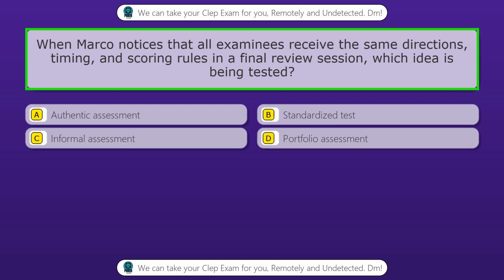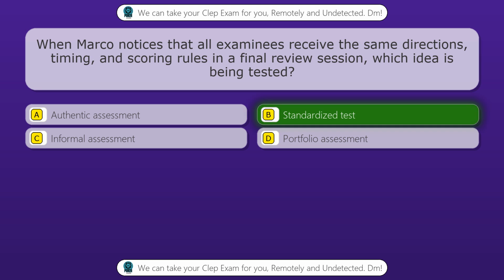Question 58. When Marco notices that all examinees receive the same directions, timing, and scoring rules in a final review session, which idea is being tested? Option A, authentic assessment. Option B, standardized test. Option C, informal assessment. Option D, portfolio assessment. The correct answer is option B, standardized test.